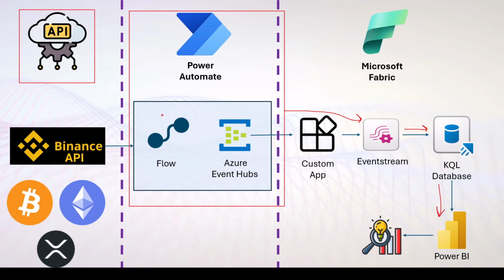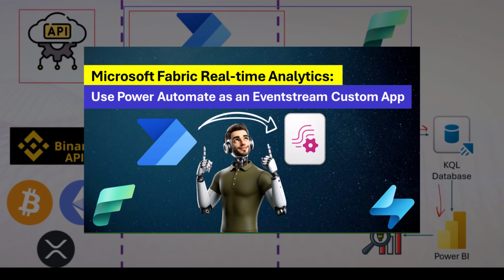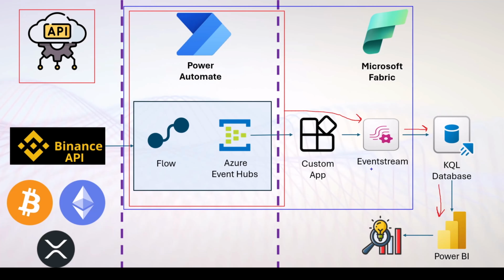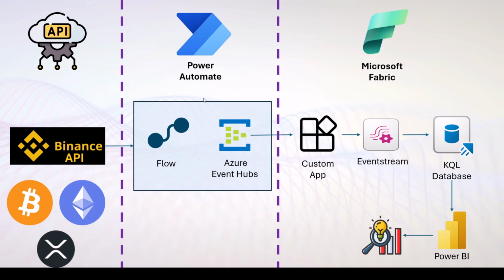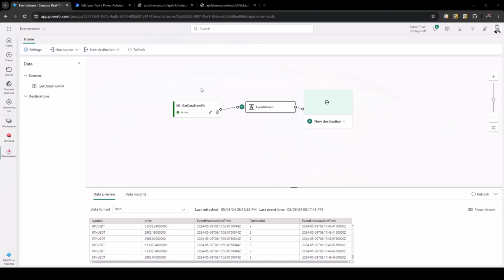The other thing, before we move to Microsoft Fabric and start creating this solution: in my previous video I explained in detail how you can use Power Automate as a custom app to send data to an event stream. I don't want to go through the details in this video again, so I highly recommend watching that video before this one. The link for the blog post and the video is in the description of this video. Okay, so let's close this one and move to Microsoft Fabric.